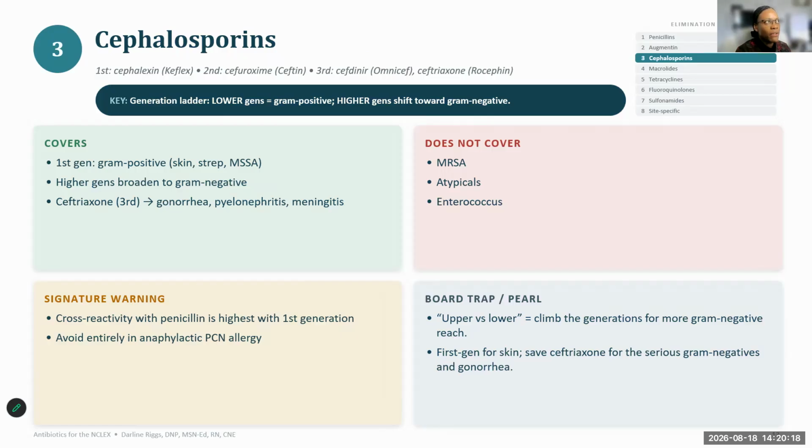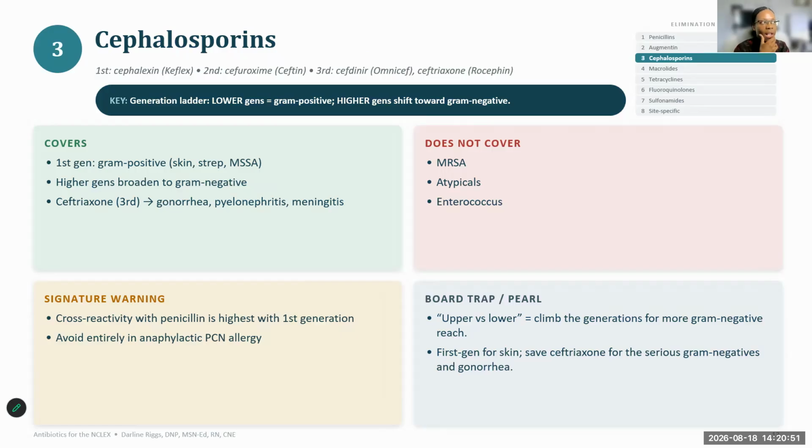So anyway, what does it cover? Your first generation: gram-positive skin, strep, MSSA, okay, the sensitive. Higher generations are broader to gram-negative ones, your ceftriaxone third generation, great for gonorrhea, pyelonephritis, not lower UTI, pyelo, and of course your meningitis. Does not cover MRSA, okay? Remember, 1, 2, and 3 do not cover MRSA. Okay, does not cover your atypicals, does not cover your enterococcus.